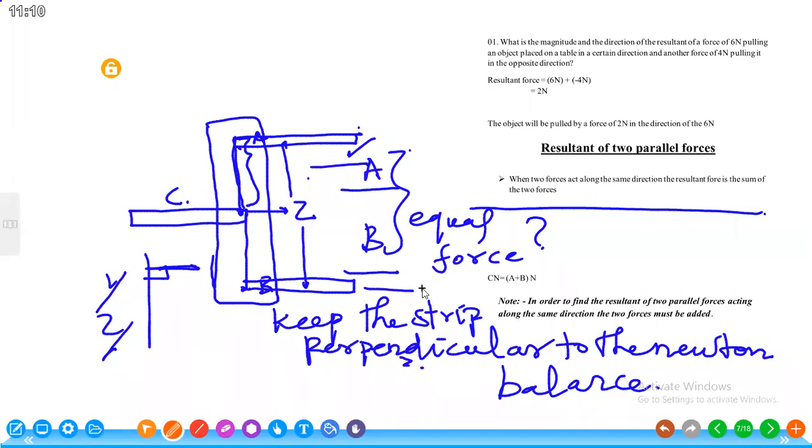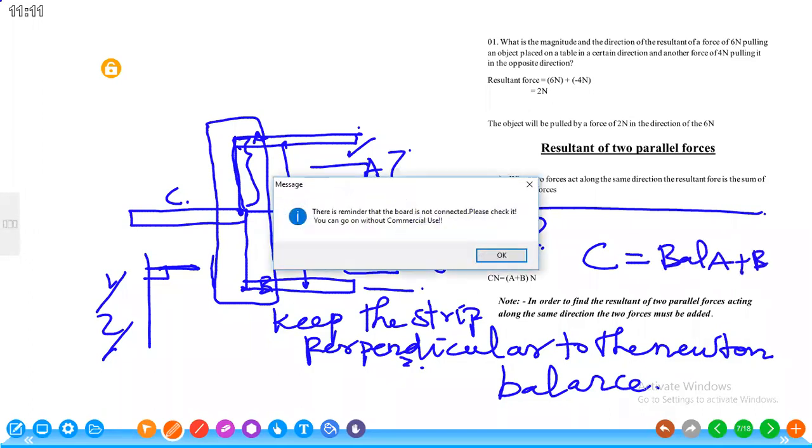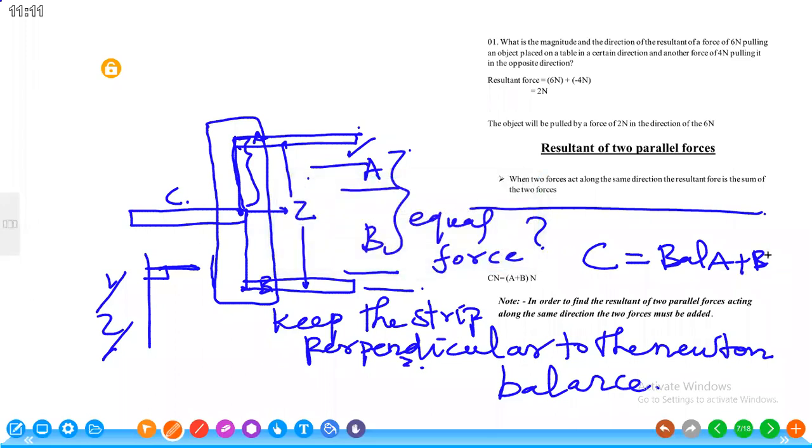Then what is the observation you got through this activity? What is the observation you got? The observation or reading of this activity is, the reading of balance C is equal to balance A plus balance B. This is the reading of this activity.